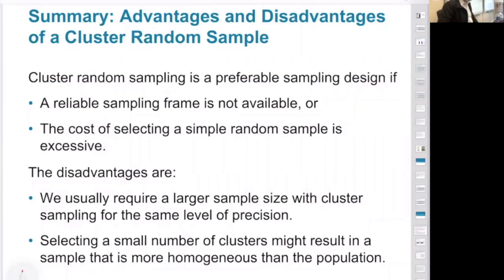The disadvantages: we usually require a large sample size. With cluster sampling, for the same level of precision, selecting a small number of clusters might result in a sample that is more homogeneous than the population. So the differences will be closer than in the population.